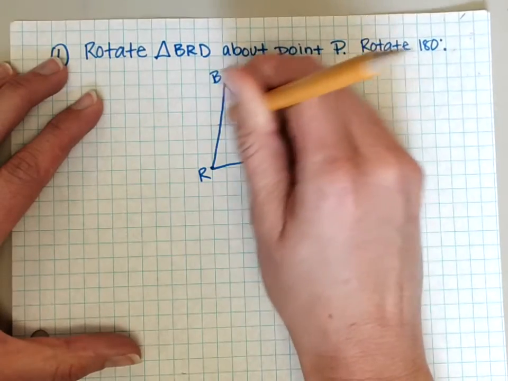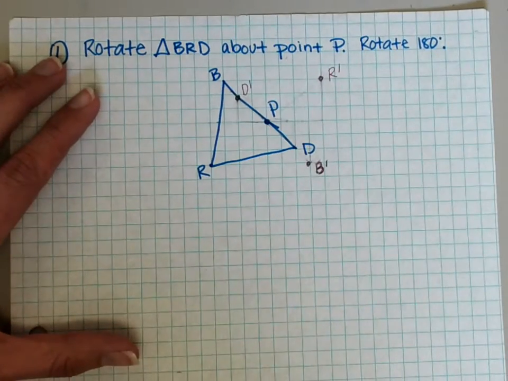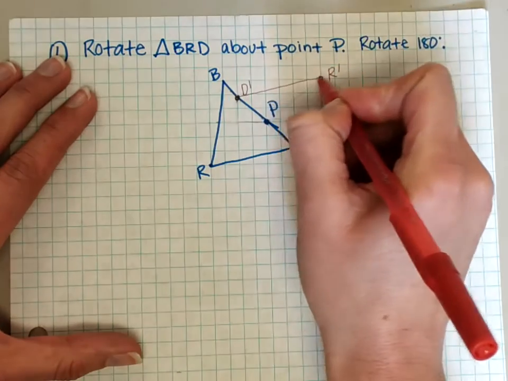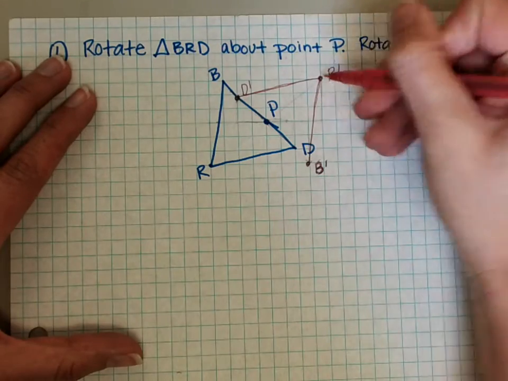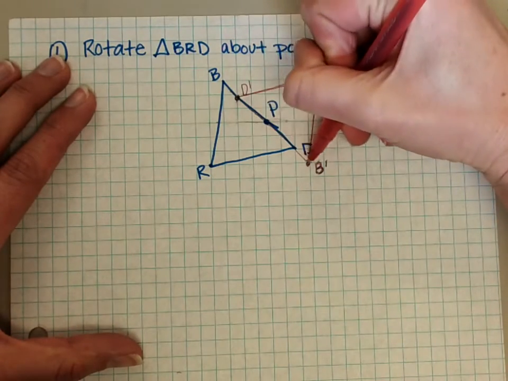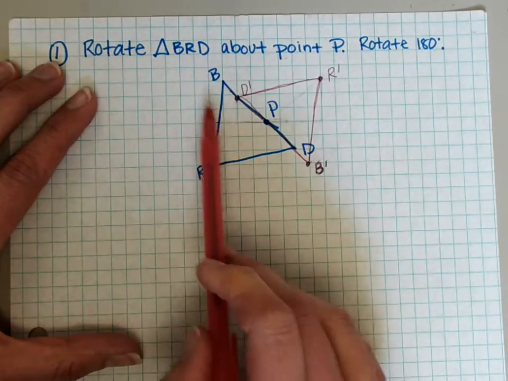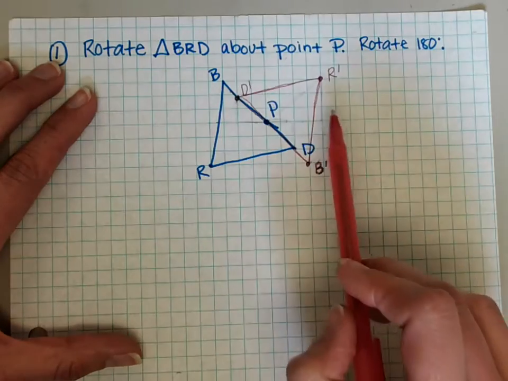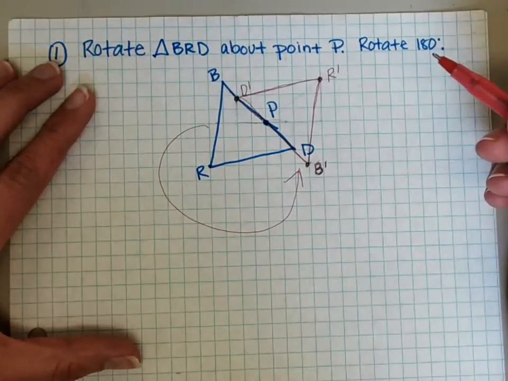So what I'm doing is I'm drawing a right triangle using the point of rotation and the point I'm rotating. Now I can connect my 3 points. So I have officially rotated triangle BRD about point P, and I've rotated it 180 degrees. So I've taken this 180 degrees to create that new triangle.